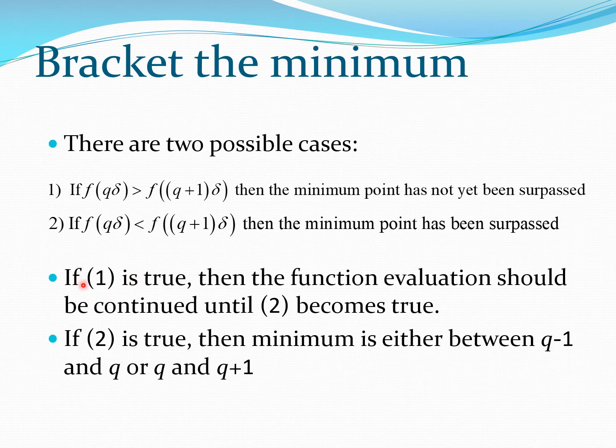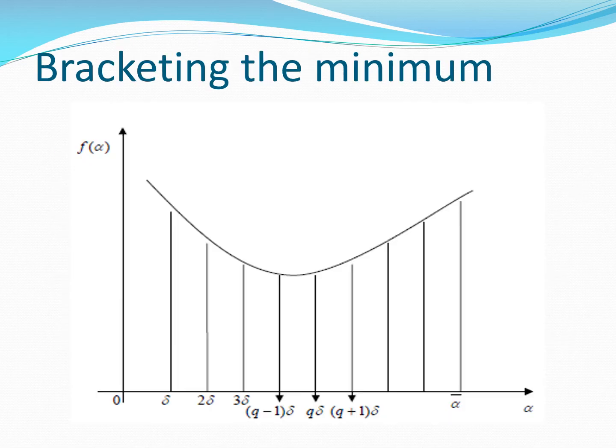So if the point number 1 is true, then you keep calculating the function further on till this point 2 becomes true. That means you essentially keep going till this condition is satisfied, that your f of q delta is less than f of q plus 1 delta. Now if 2 is true, then the minimum is between q minus 1 and q, or q and q plus 1, and this I will explain by a graph very soon.